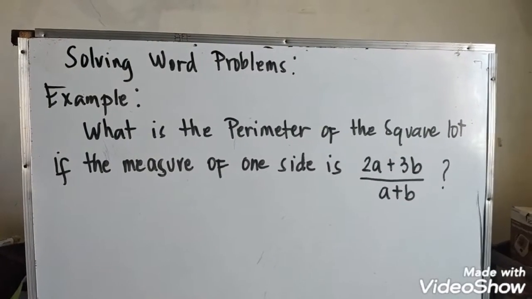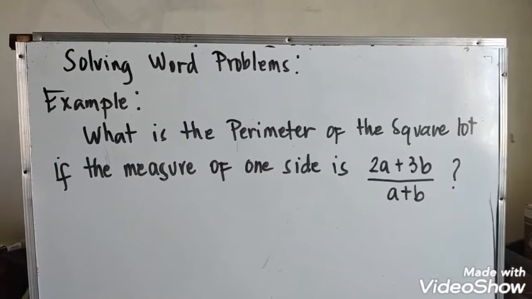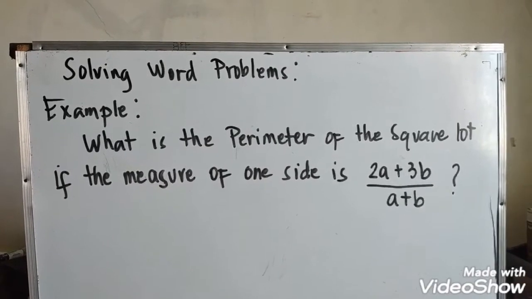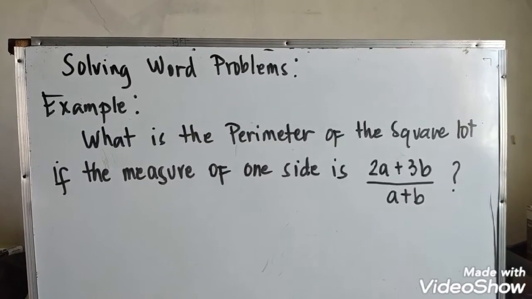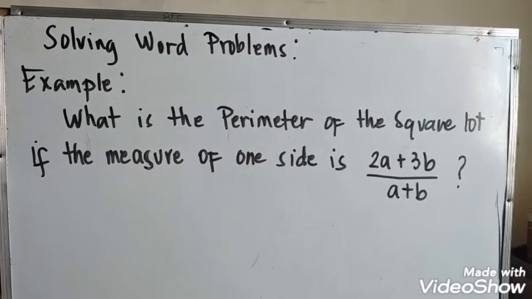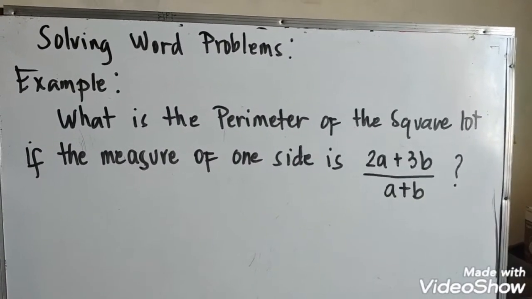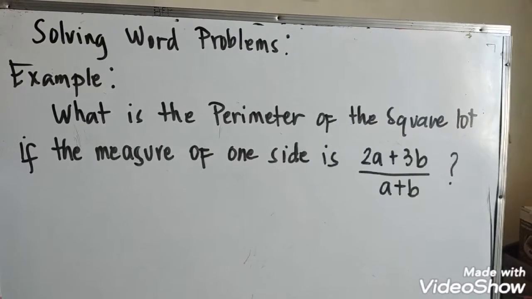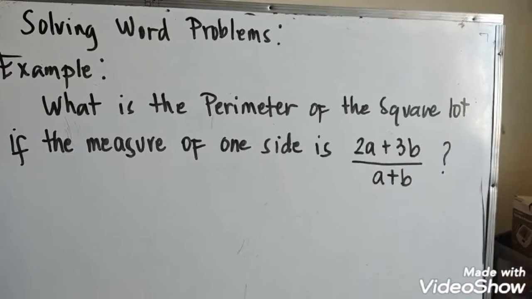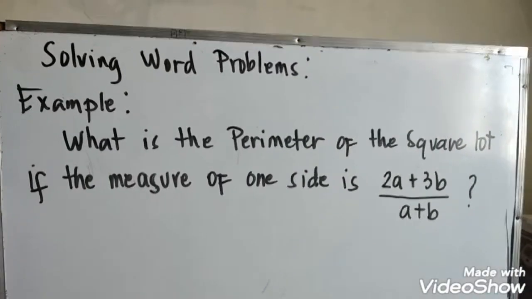Let us continue our lesson on how to solve word problems involving rational algebraic expression. So, in this video, you are going to solve dimensional problems. So, let us have an example. What is the perimeter of the square lot if the measure of one side is 2a plus 3b all over a plus b? Okay, so again, first thing to do is analyze the problem.